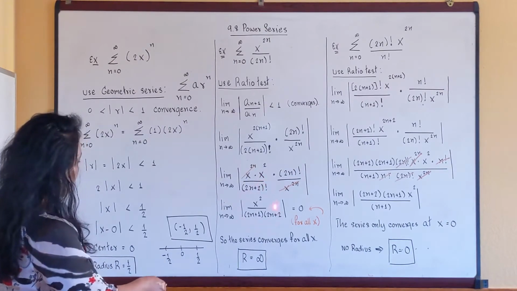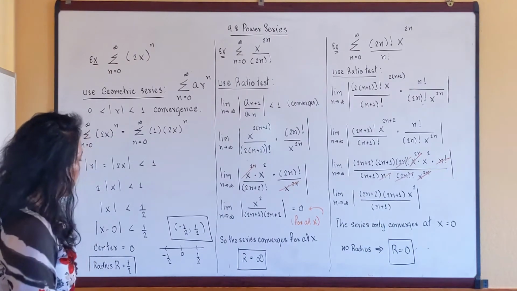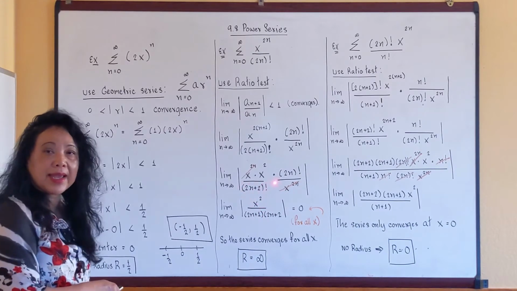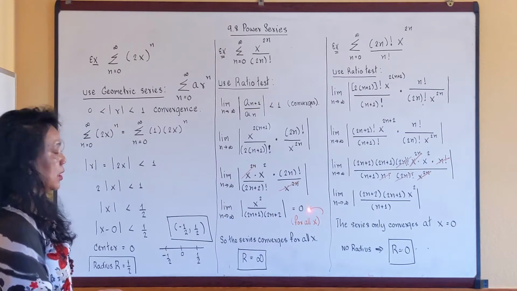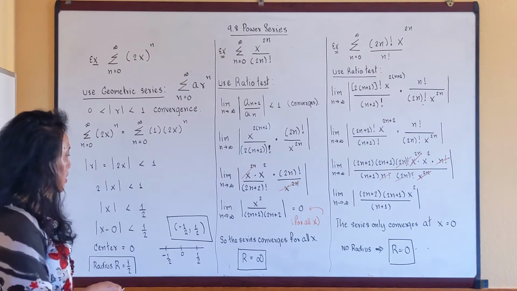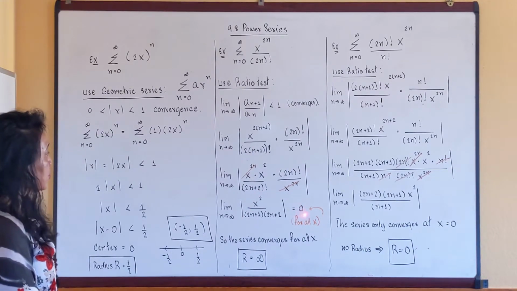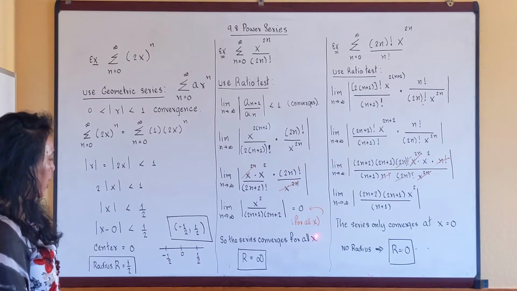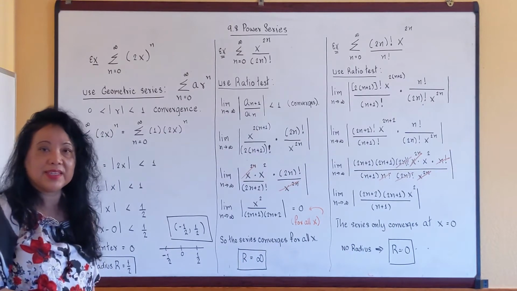Now, this is what you have left. Now, this part, think about this. As n goes to infinity, it doesn't matter what x is. x can be any number at all. This whole thing will equal 0. Regardless of what x is, as n goes to infinity, this whole thing will be 0. So 0 is less than 1, so the series converges for all x. So if it converges for all x, the radius must be infinity.